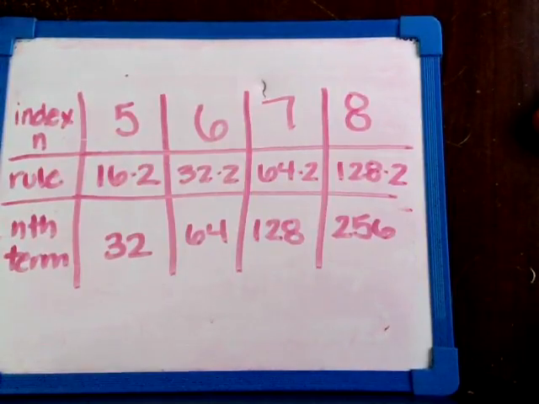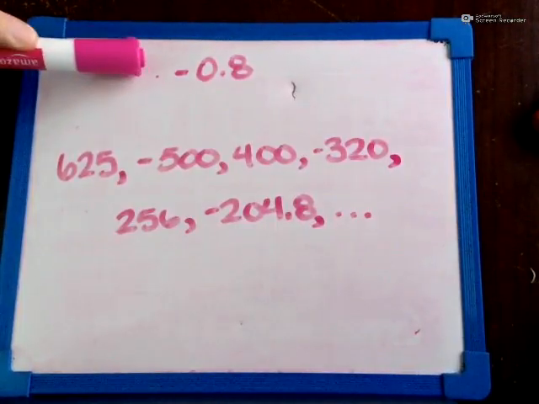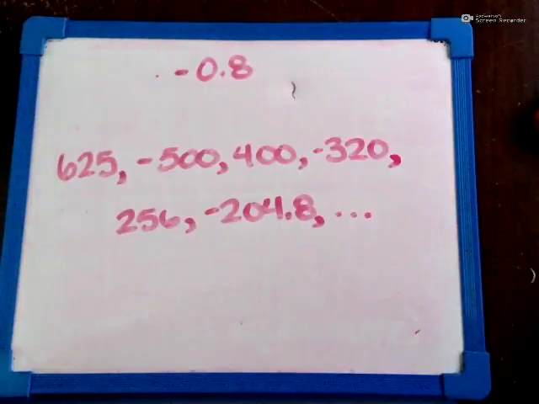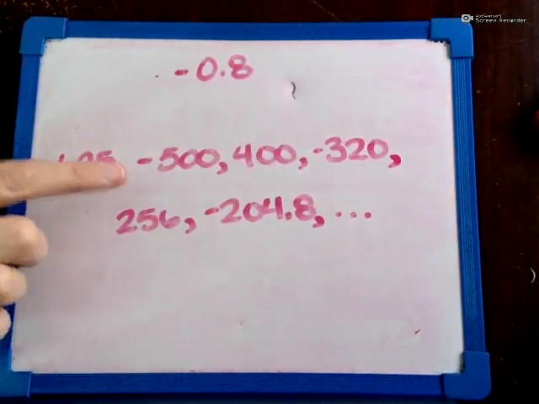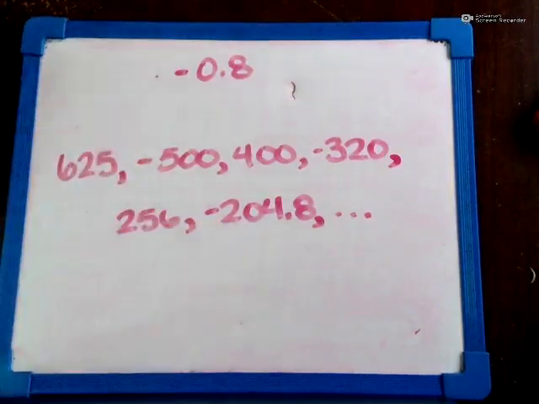As with arithmetic sequences, the constant factor of a geometric system can be any real number, whole or fractional, positive or negative. Here's an example of a complicated sequence that I would absolutely hate to try to figure out on my own. The constant factor is negative 0.8. And it goes 625, negative 500, 400, negative 320, 256, negative 204.8.